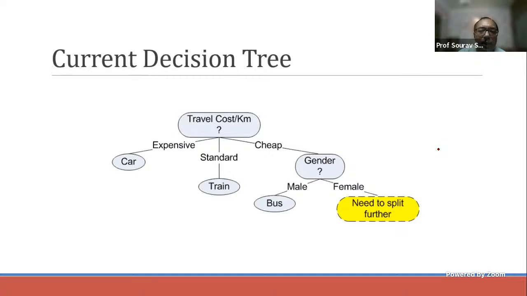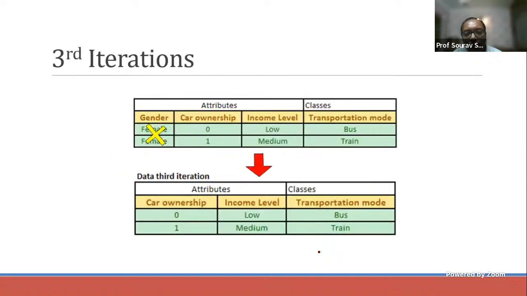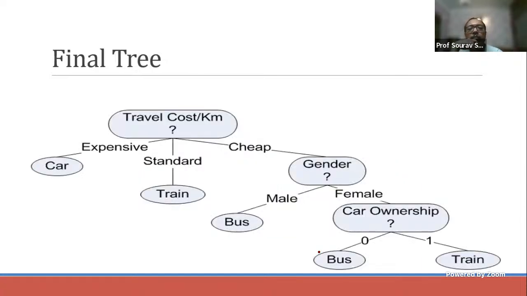So this is how my decision tree looks at this point in time. Travel cost expensive, it will always be car. Travel cost standard, it's always going to be train. Sorry, not standard, cheap, my bad. Then if the gender is male, it goes via bus. Gender is female, still need to split further. In the third iteration, I can take any one of these, ownership 0, 1, or income level low, medium. Any of the two I can take, and this is my final tree.